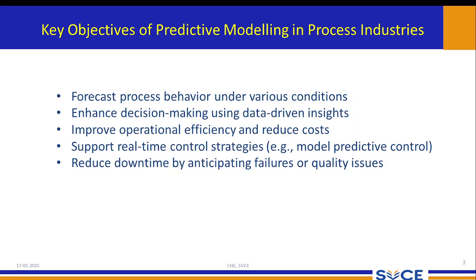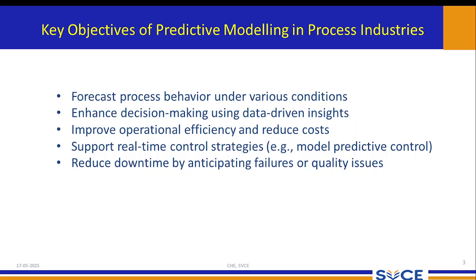The first point is to forecast the process behavior under various conditions. How will this behave? For example, when the reflux ratio changes, what will happen to the optimization part? As you know, in the distillation column, temperature and the reflux ratio are more predominant when compared to other variables like the number of stages, and the temperature and pressure inside the column. That we have seen in the last class. So we need to forecast the process behavior under various conditions in predictive modeling in process industries.